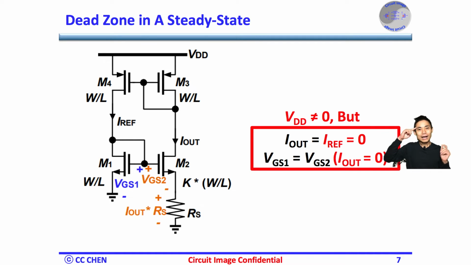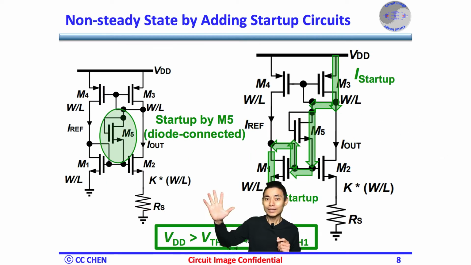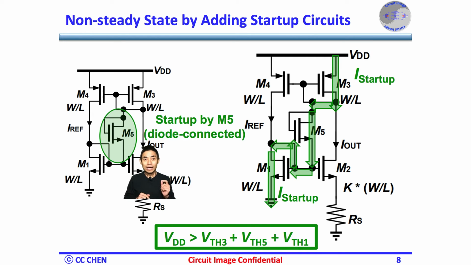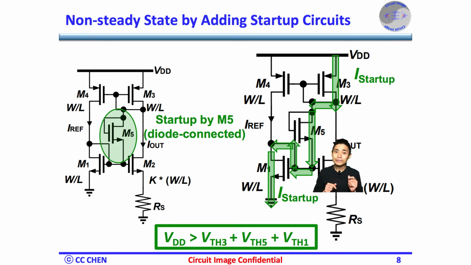Think about a non-steady state image for 5 seconds. Bingo! We need to add a startup circuit to help biasing away from the steady state, which will be a simple trigger. The M5 diode connected here will start a current. The VDD was ramping up from 0 volt to 1 volt, for example. But do you see any constraint to starting this current?